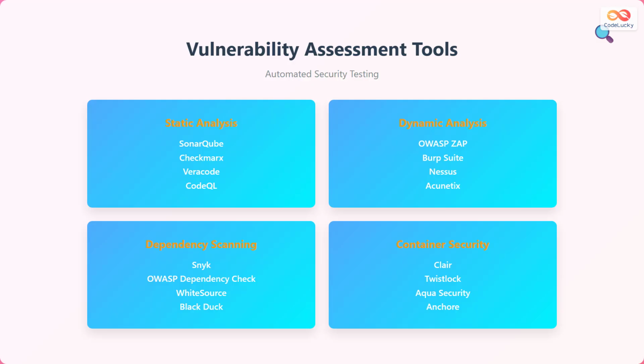Dependency scanning tools check third-party components for known vulnerabilities, including Snyk for developer-first security, OWASP Dependency-Check for open-source scanning, WhiteSource for license and security compliance, and Black Duck for comprehensive component analysis. Container security tools protect containerized applications, including Clair for static analysis of container images, Twistlock for runtime protection, Aqua Security for full lifecycle security, and Anchore for container compliance and security.